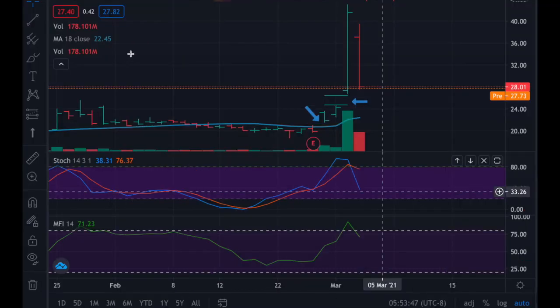This is RKT, which is Rocket Companies, also known as Rocket Mortgage, the one that the Wall Street Bets are pushing up. I haven't read as to why they're trying to push it up. Maybe there's a heavy short on it, but let's take a look at what I have been going over for the past couple of videos, which is gap trading.